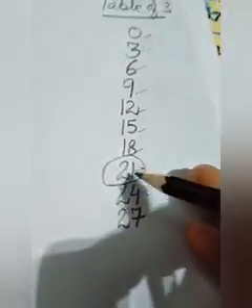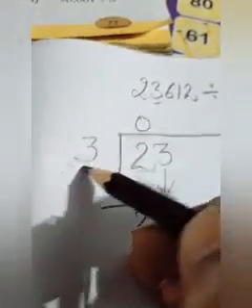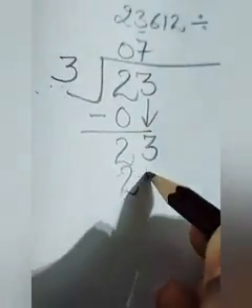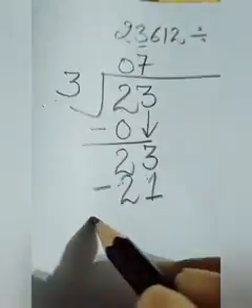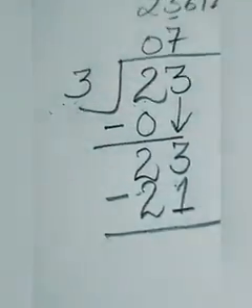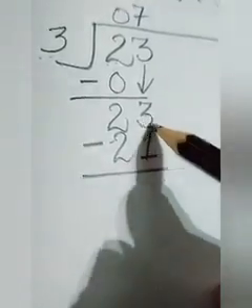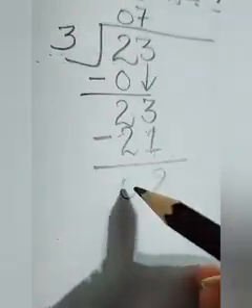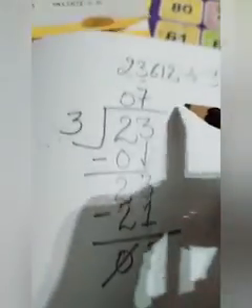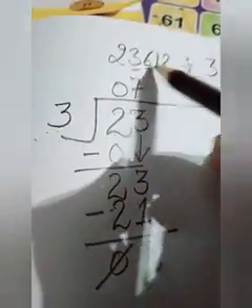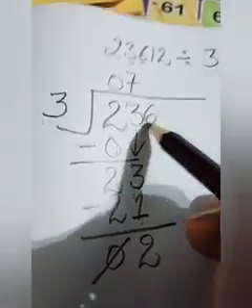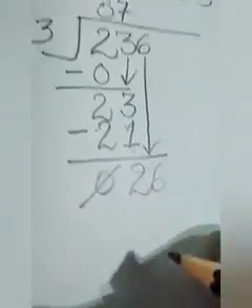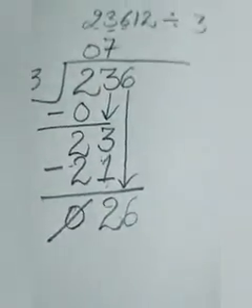Now 3 sevens the 21. So how we will write? 3 sevens the 21, and we will do subtraction. Yes, now 3 minus 1, 2 will be there. 2 minus 2, 0 will be there. We will ignore this. Yes, now see the statement. What is the next digit? That is 6. Now we will write 6 like this downside. Now it has become 26.